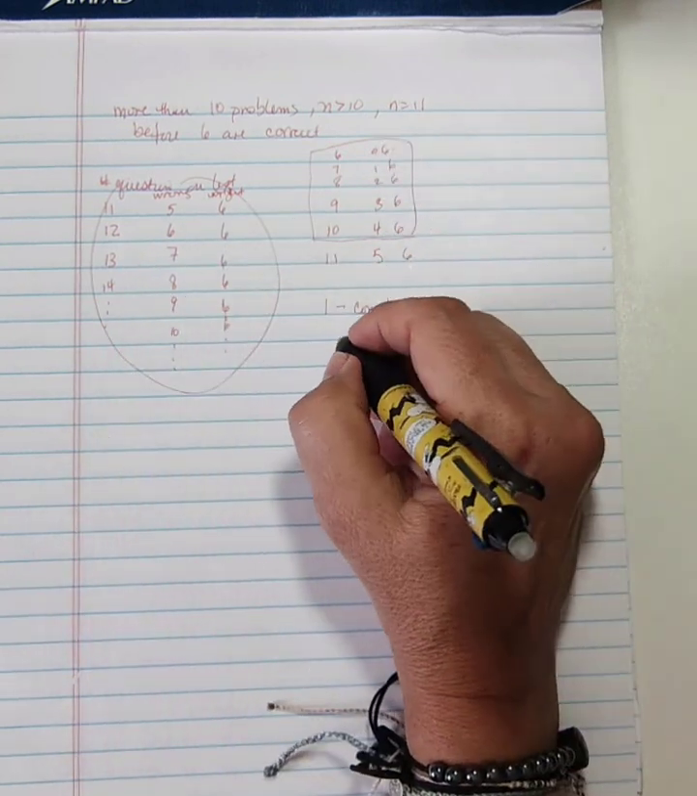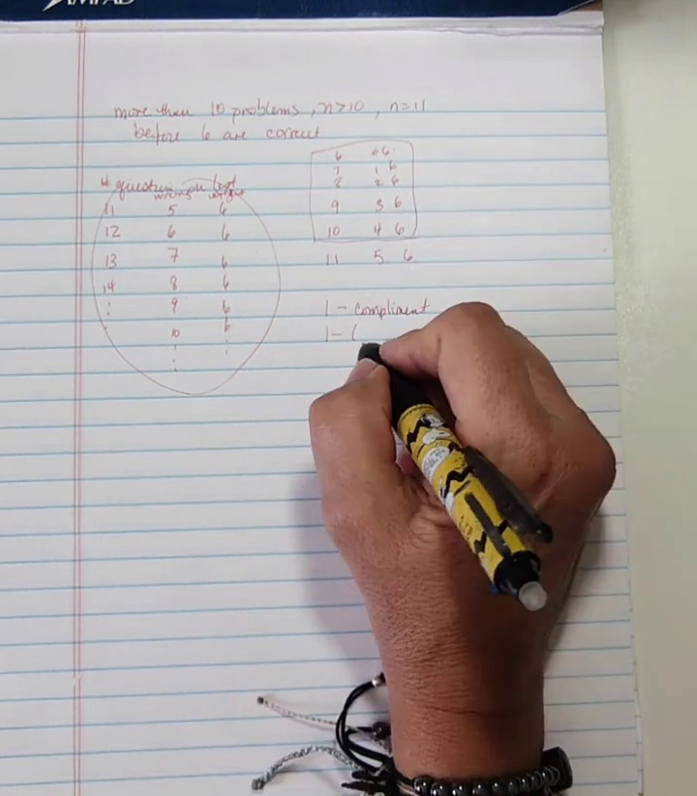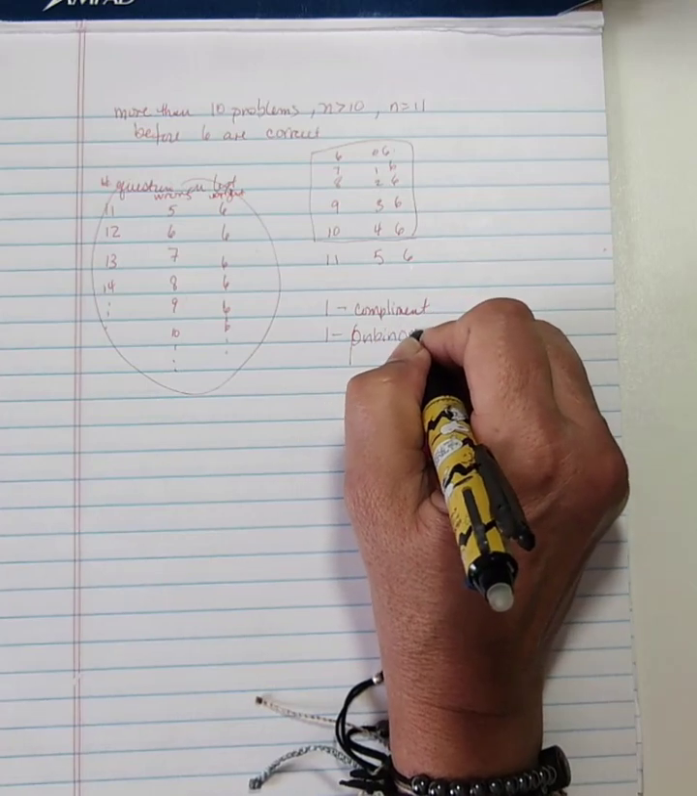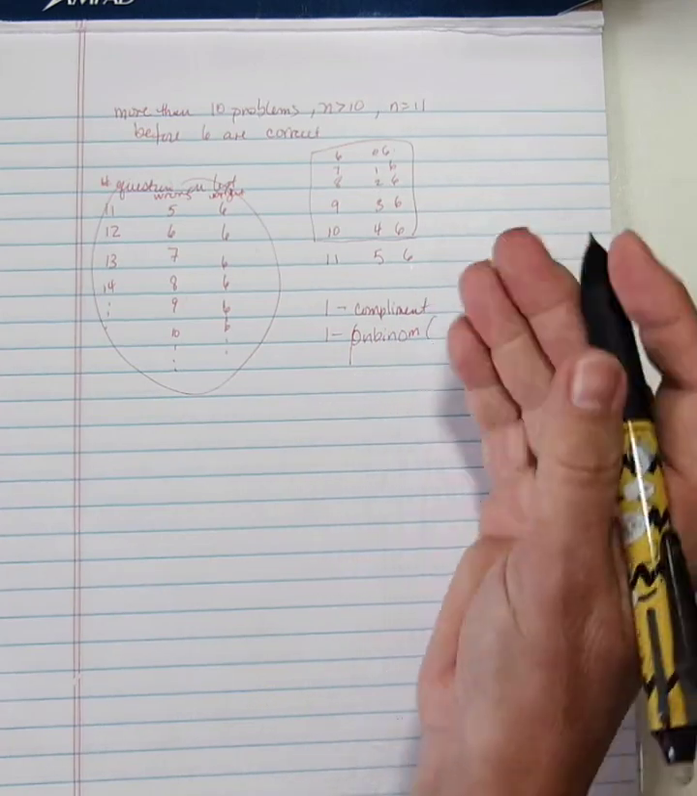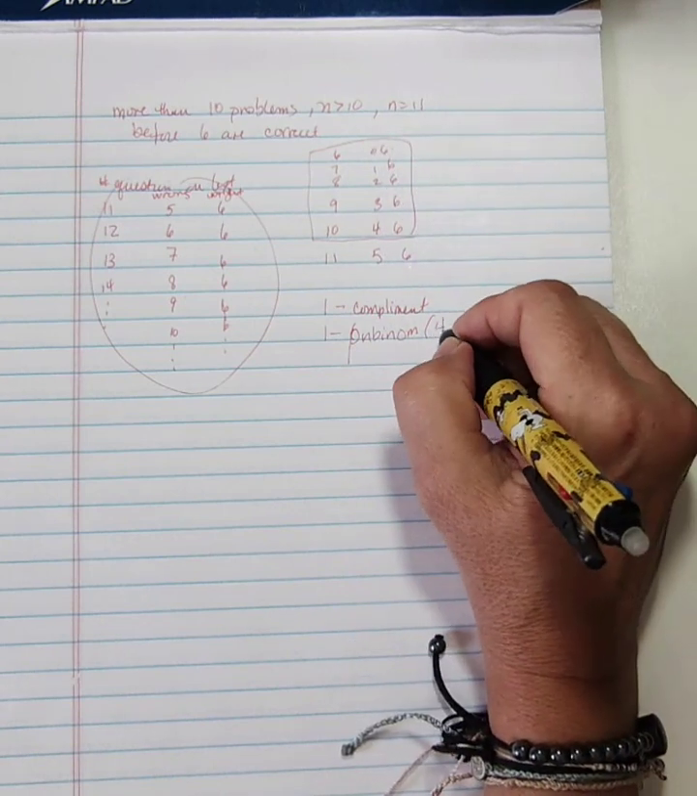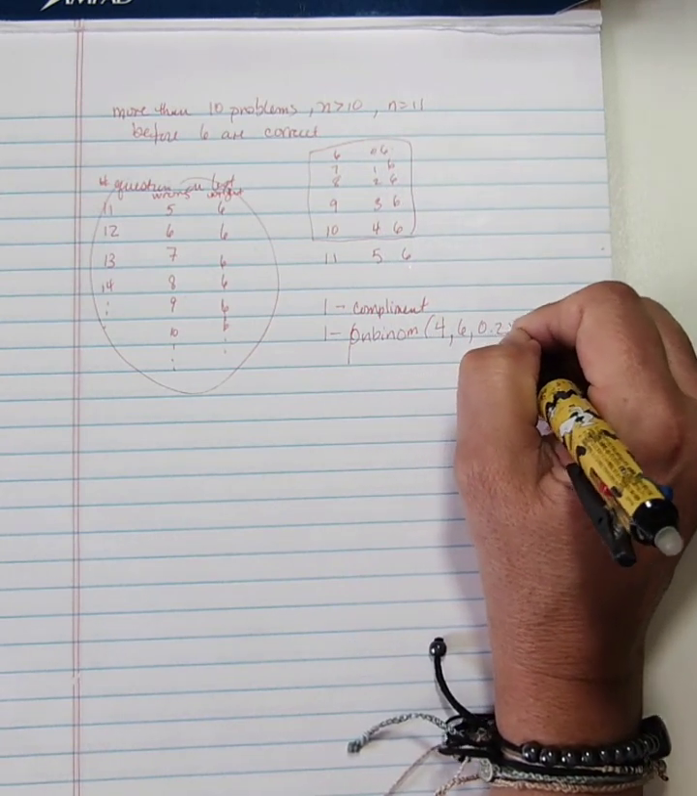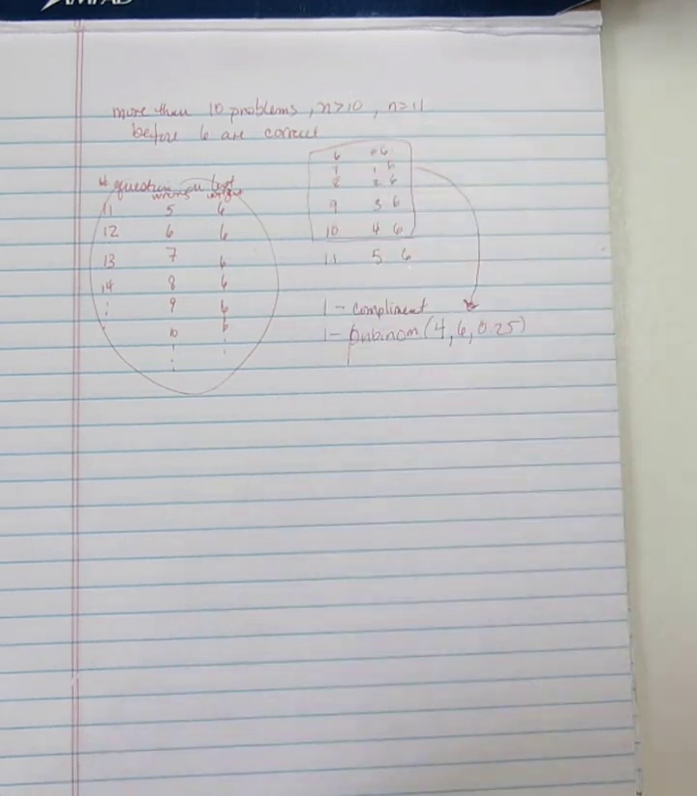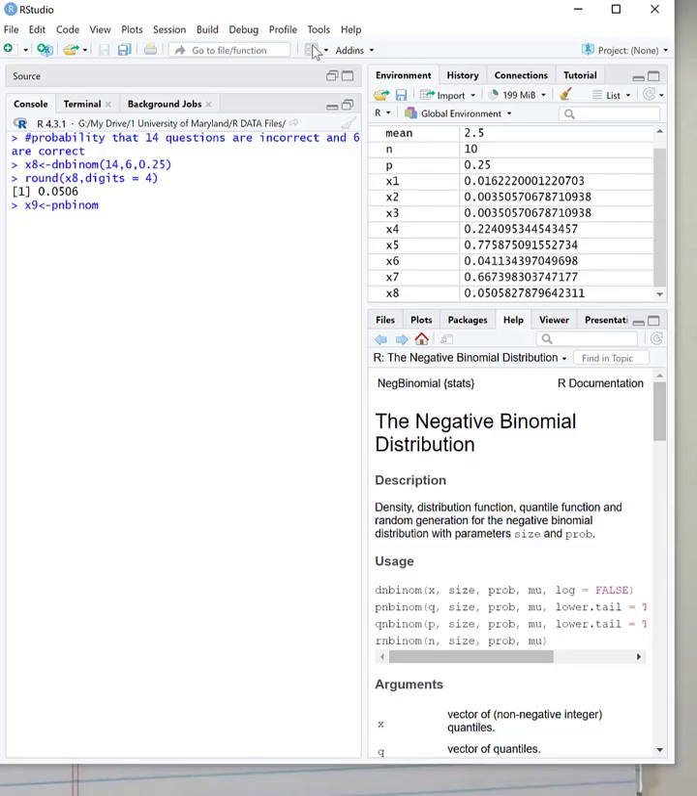So how do I write up that complement? And that's what I was saying. We do the P negative binomial, where my number of wrong is going to go from 4 or less. So it would have to be 4, 6, 0.25. And this is that probability in there. So we do that in R binomial. And now we put in the 4, the 6, and the 0.25. Enter. And that would be what the probability of that complement is.